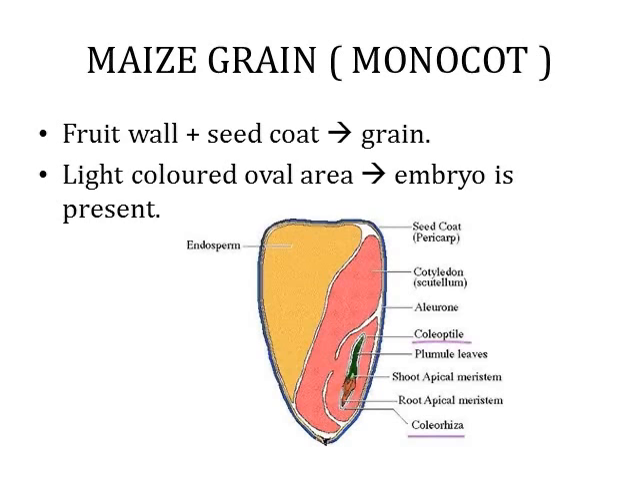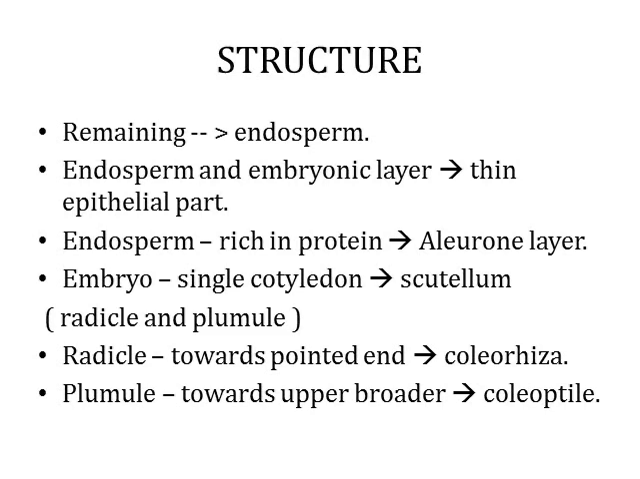So here I have given you the structure, and I have given you the notes here. The remaining part is the endosperm, and the endosperm and embryonic layer are separated by a thin epithelial part. The endosperm is covered by an outermost layer rich in protein called the aleurone layer. The embryo consists of a single cotyledon called scutellum, which contains a radicle and plumule. The radicle towards the pointed end is covered by coleorhiza, and the plumule towards the upper side of the embryonic region is covered by coleoptile.